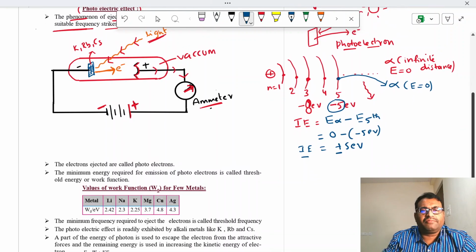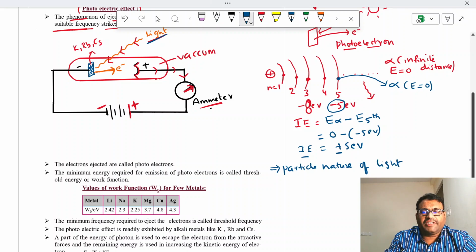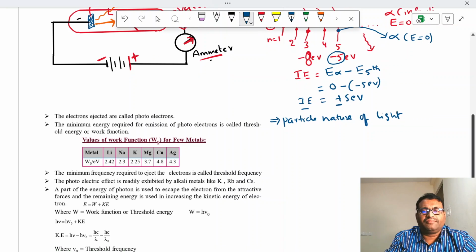So why are we speaking about this? Because here light energy is falling on the surface of the metal. Based on the energy present in the light, electrons are ejected from the surface of the metal. So this photoelectric effect is explained based on the particle nature of light.